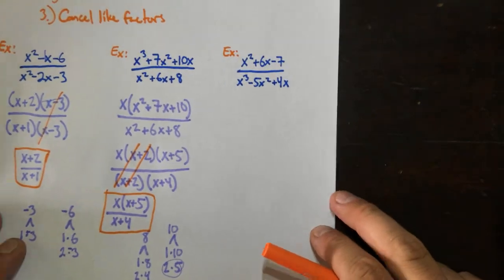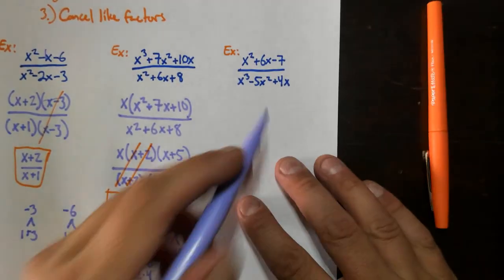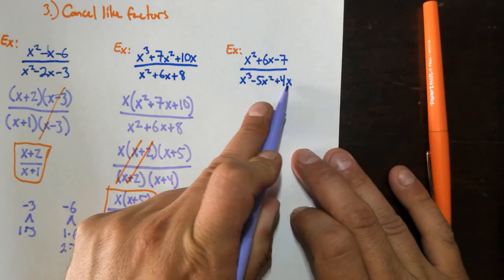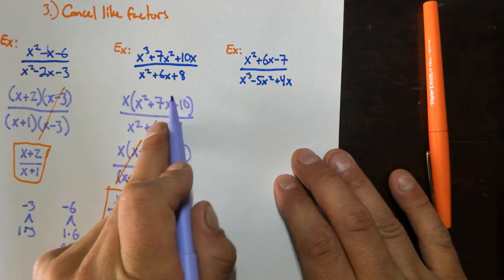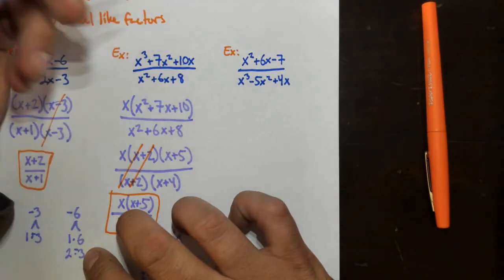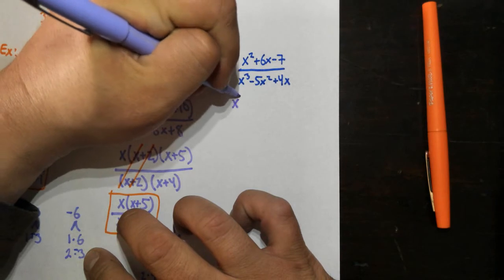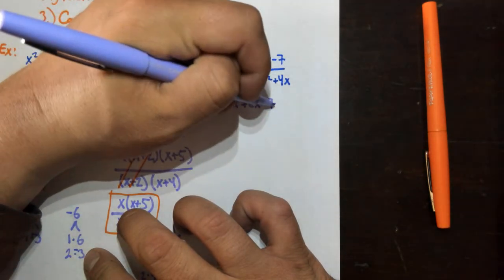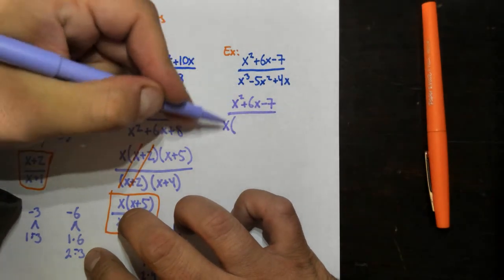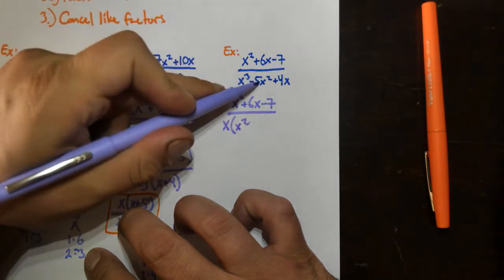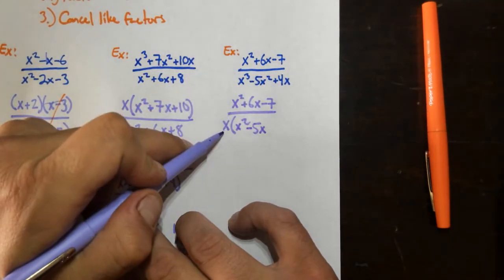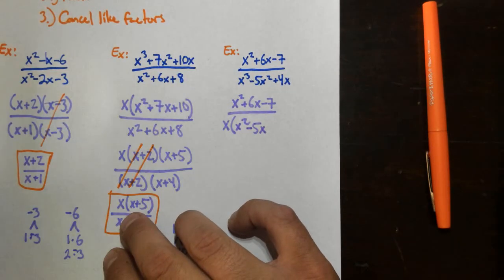Alright, and then the last one. So notice on this one, the bottom expression has an x on every term. So we're going to do the same thing we did on the top here, but with the bottom. So let's just go ahead and rewrite this. The top, we can't factor out an x, so we'll just leave it as it is for now: x squared plus 6x minus 7, divided by, and we're going to take that x out, so x cubed divided by x is x squared. Negative 5x divided by x is minus 5x. And 4x divided by x is just 4.